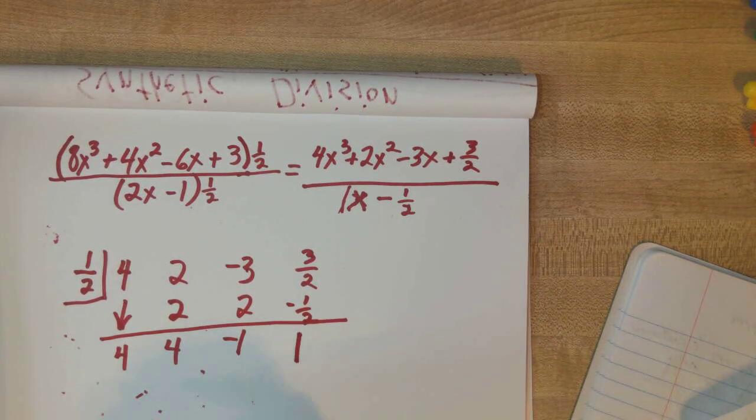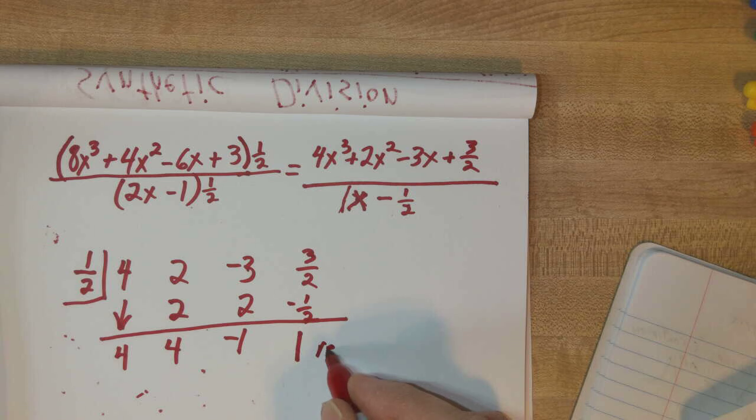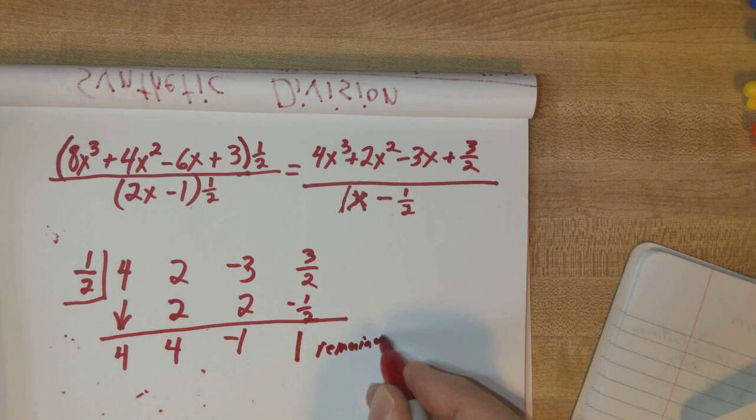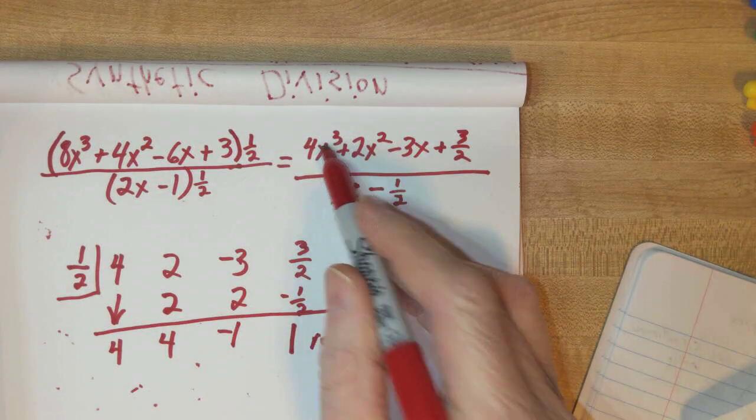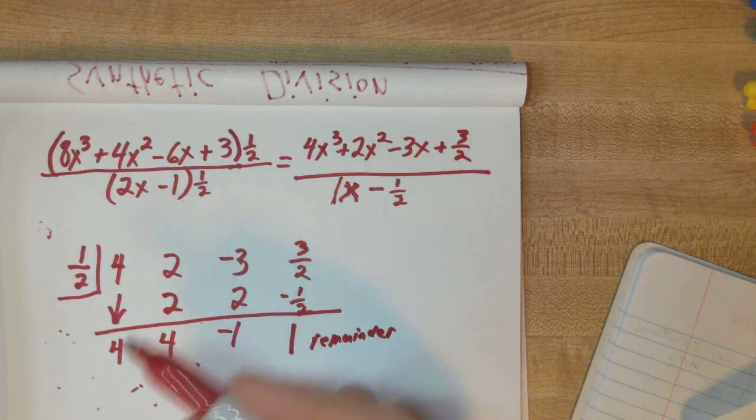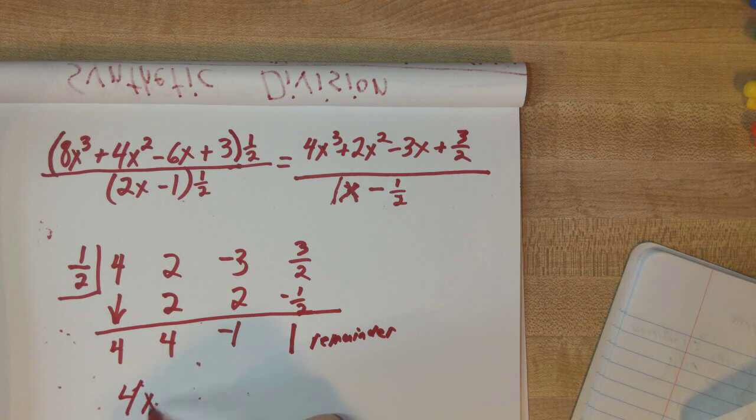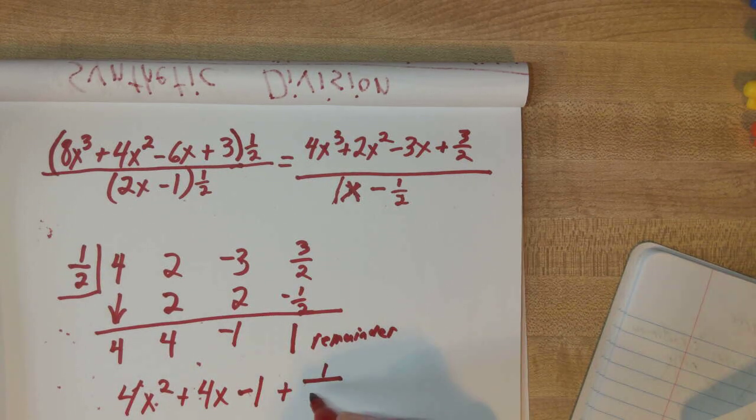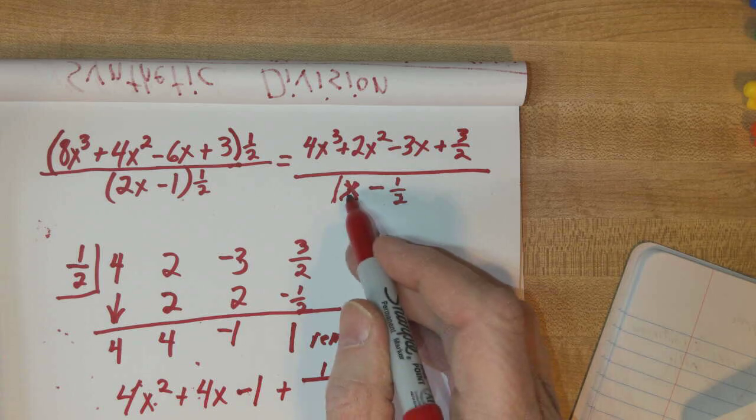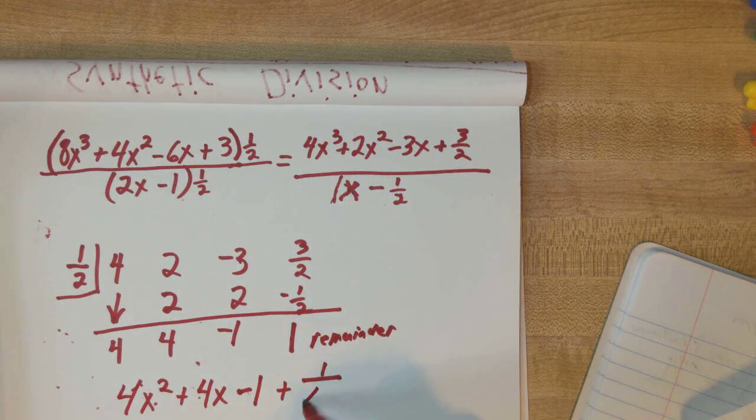So, but that's the remainder. 1 is the remainder. So I'm going to write, and it's an x to the 3rd over x. That is 4x squared plus 4x minus 1 plus 1 over, and here's the tricky part. We did the x minus 1/2.